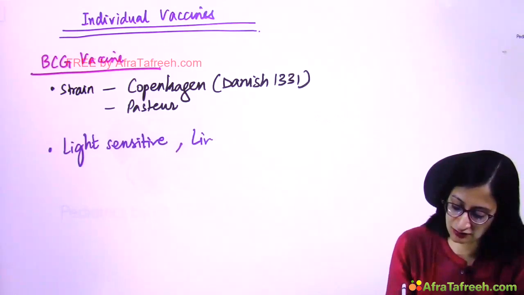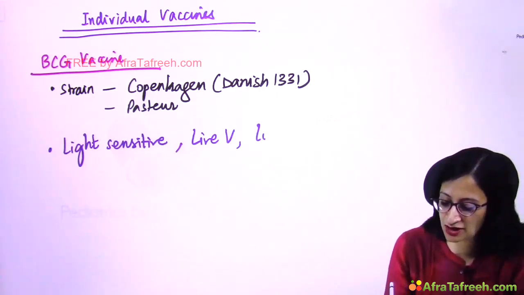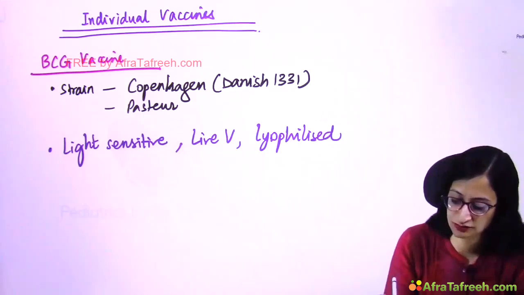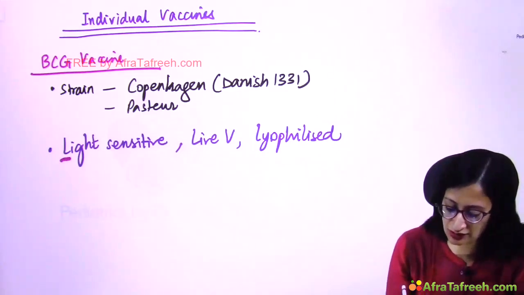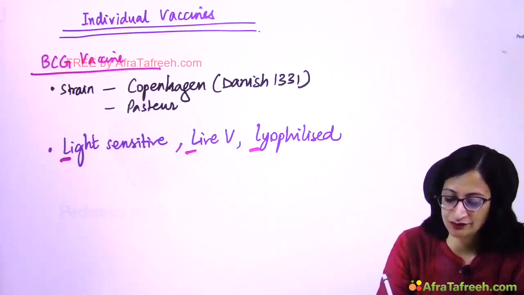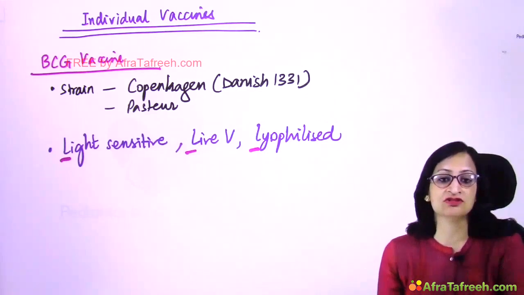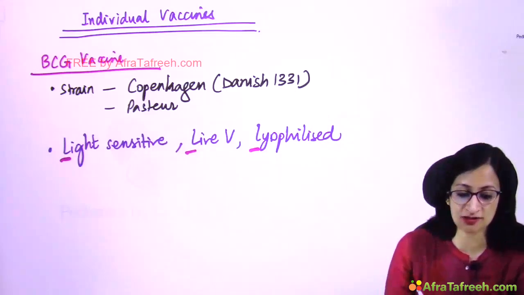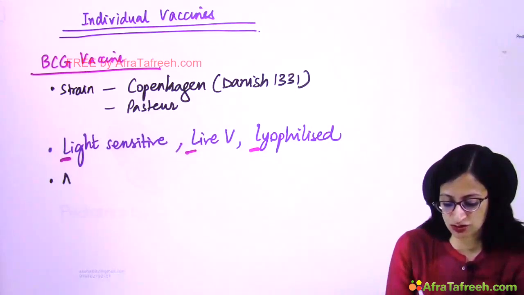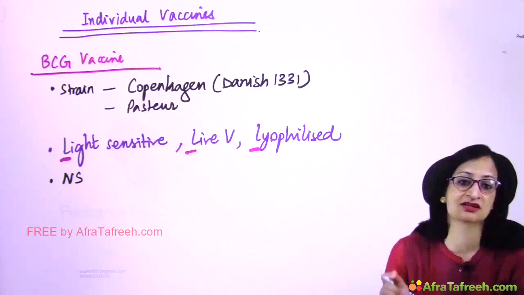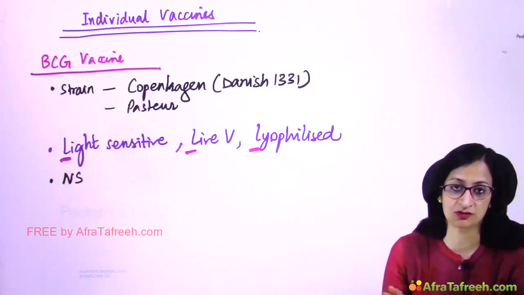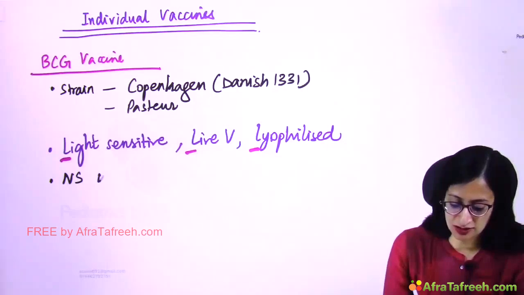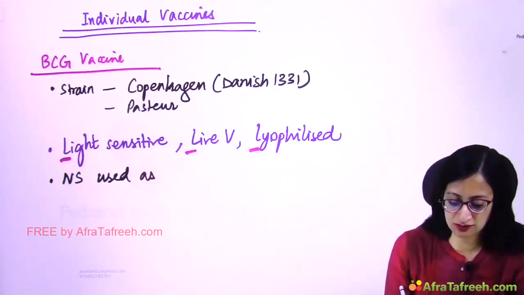It is a live vaccine, and supplied in a lyophilized or freeze dried form as powder. So L, L and L, okay. Now what is a diluent which is usually used for BCG? Normal saline is to be used as diluent, because if you use distilled water, it acts as an irritant to the skin, okay.